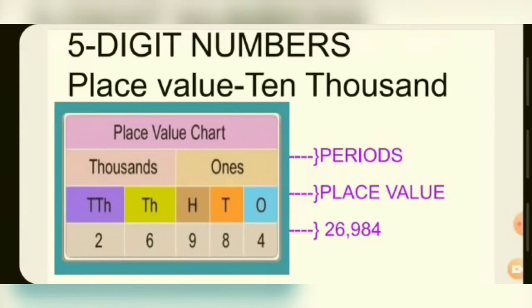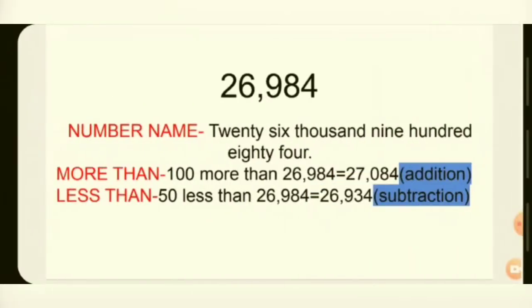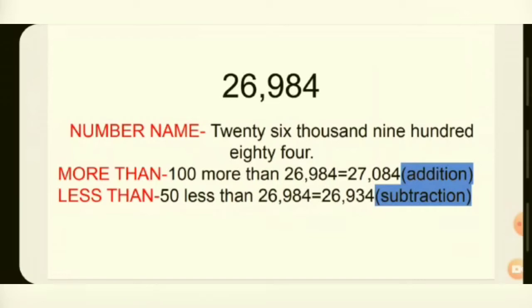Periods are applied only to the numbers of 5-digit and more than that. 4-digit numbers and below that cannot be divided based on the periods. The next one, that is the number as we saw, 26,984. The number name is 26,984. The next subtopic we are going to learn is more than and less than.